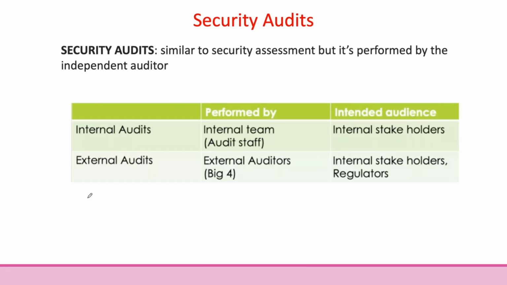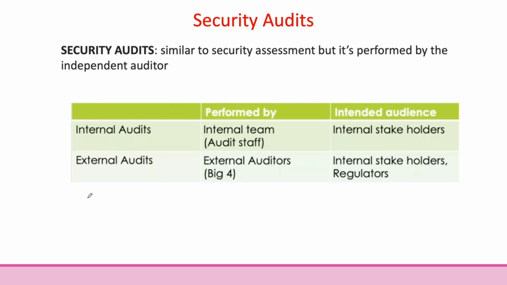So you call for the external auditors, especially from the Big Four like Deloitte, PwC, Ernst and Young, these kinds of people you call for your audit. And then they give the assurance report, the finding report, which is for internal stakeholders as well as the external customers or the regulators, the various legal authorities. For them this report is generated.